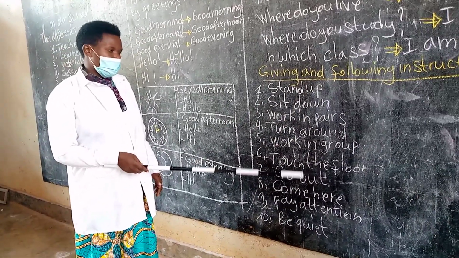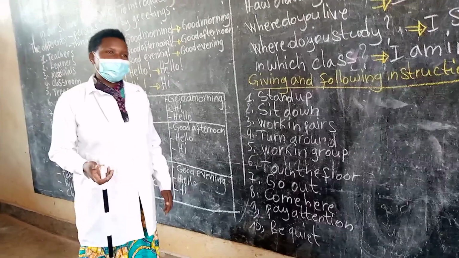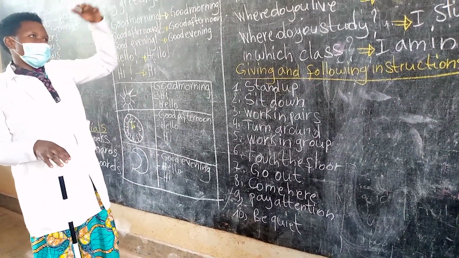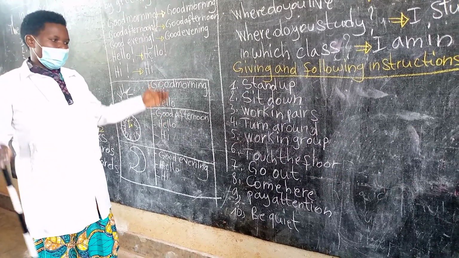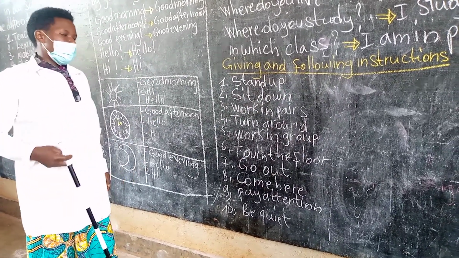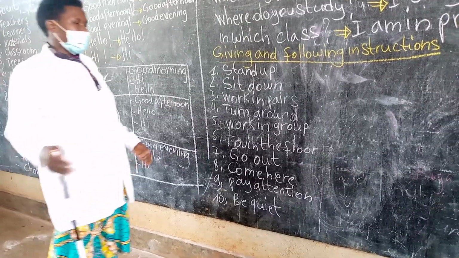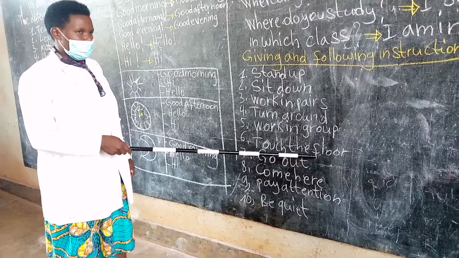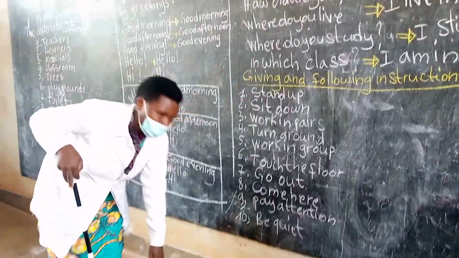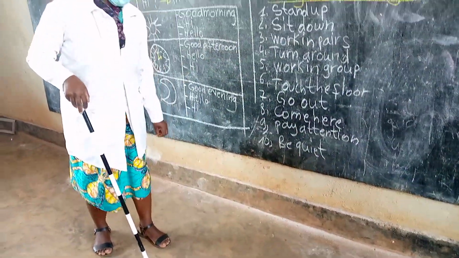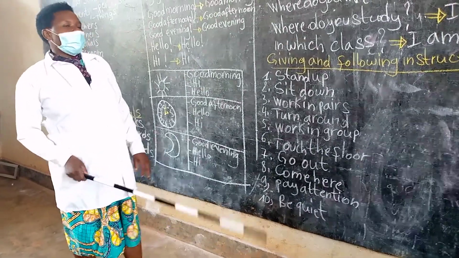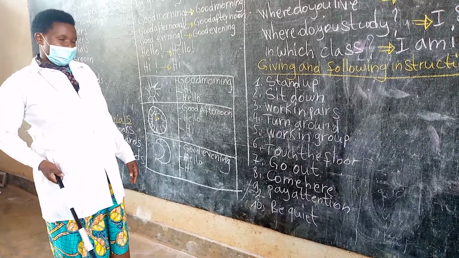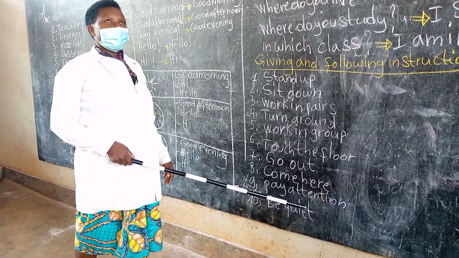Work in group. When we are in the group, remember that a group is 3 or more persons, and the runner remembers that they have to go together. Touch the floor. This instruction shows the runner what they can do, and you have to tell them the other instruction of saying go out.